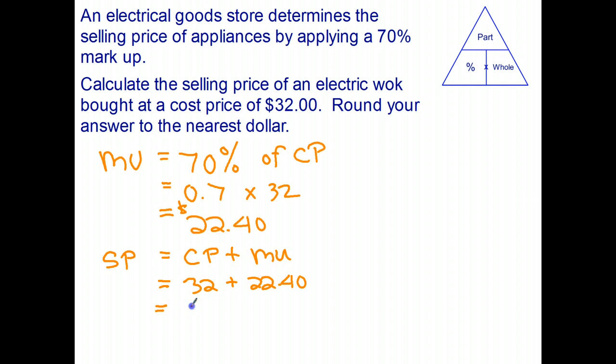30 plus 20 is 50. 2 plus 2 is 4. $54.40. We've been asked to round it to the nearest dollar. So the final sales price is $54. That's the price he's going to put on the sticker.